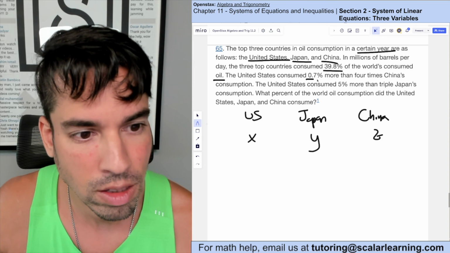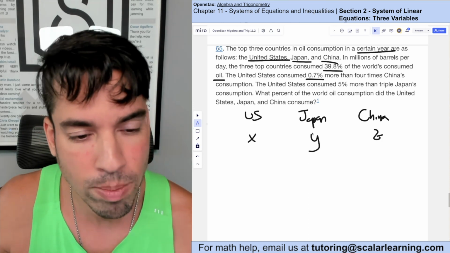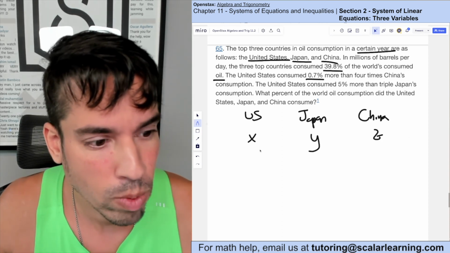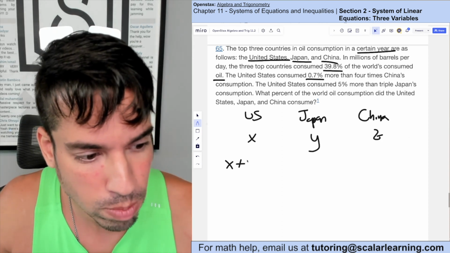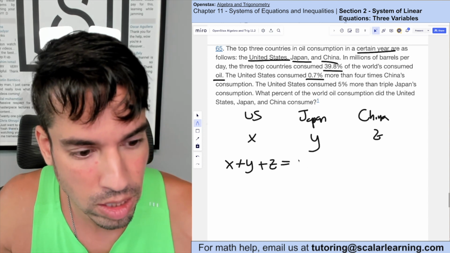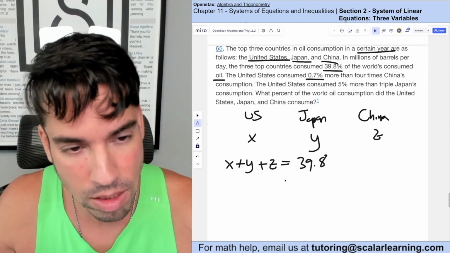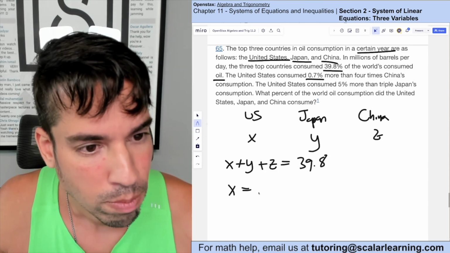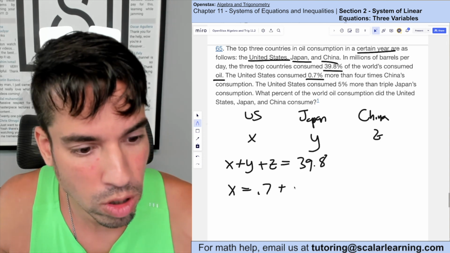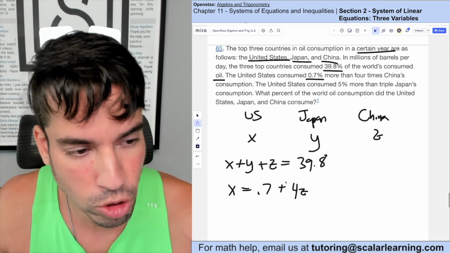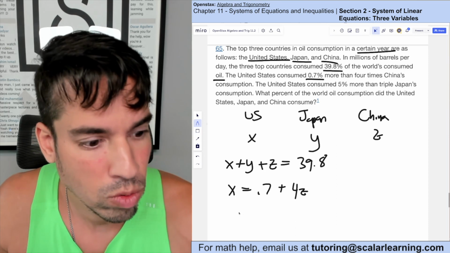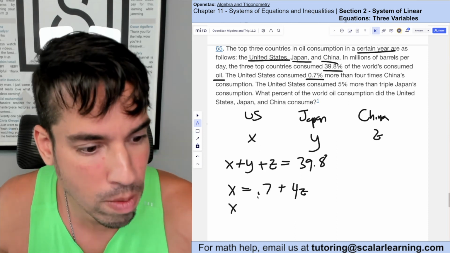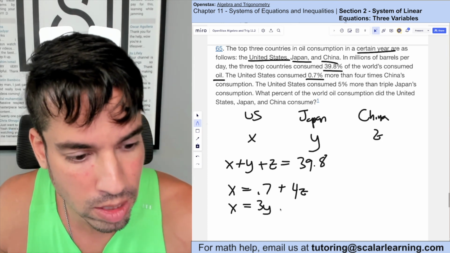The United States, okay, so it looks like these are representing percentages of the total, right? So that's what these are. And so actually we can just straight up add them together. So X plus Y plus Z is going to equal 39.8. And this is in percents. And then the United States consumed 0.7% more than 4 times China's consumption. There's a second equation. And then we need the United States consumed 5% more than triple Japan. So triple Japan's plus 5.